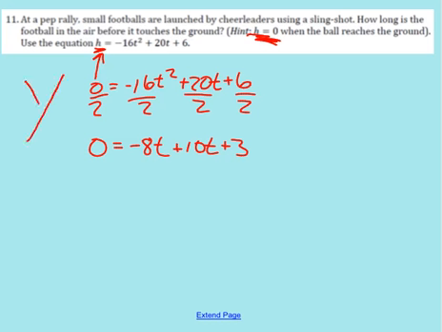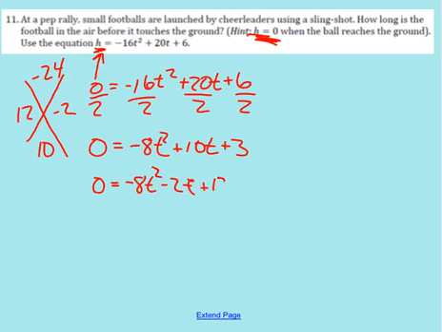I would come over here. 3 and negative 8 are negative 24. 10, 12. 12 and negative 2. So I'd probably go with 0, and I'd probably put the negative 2 first. Negative 8t squared minus 2t plus 12t plus 3. Group these together because nobody forgot this stuff.